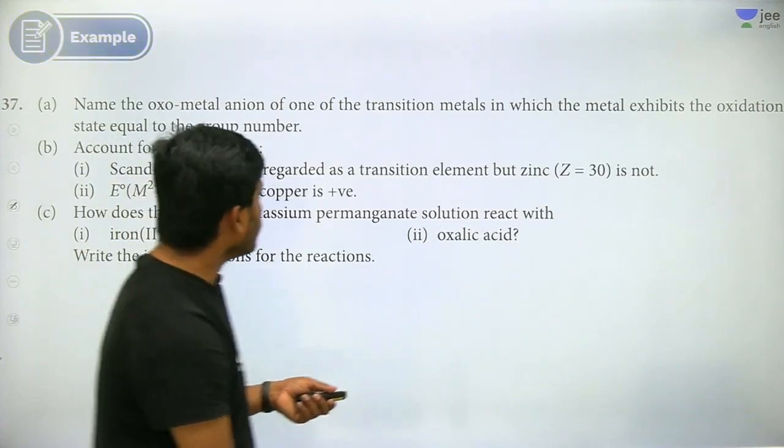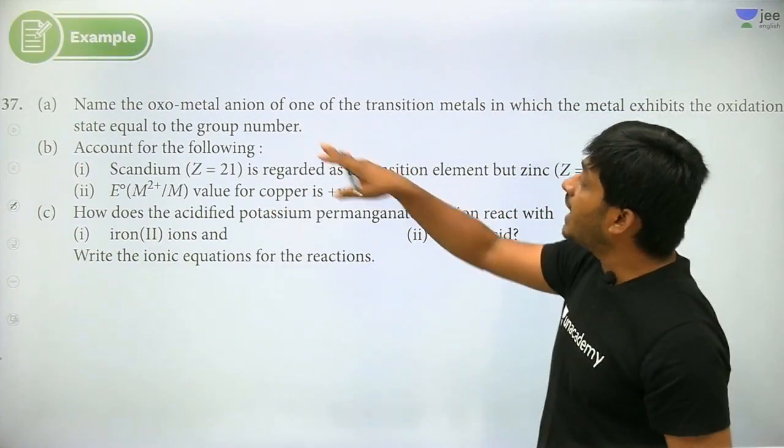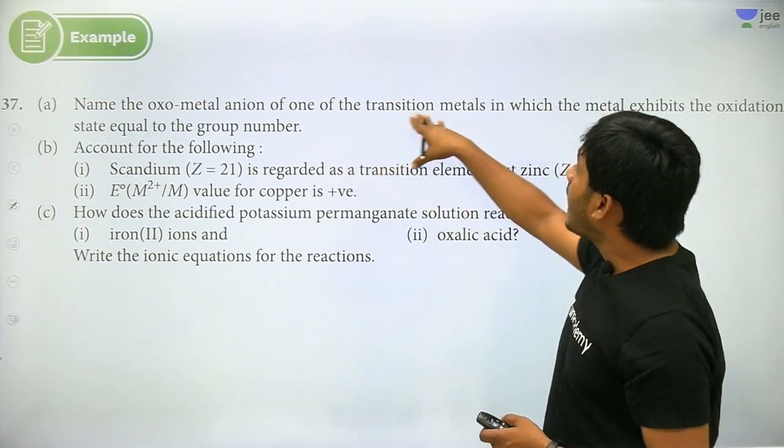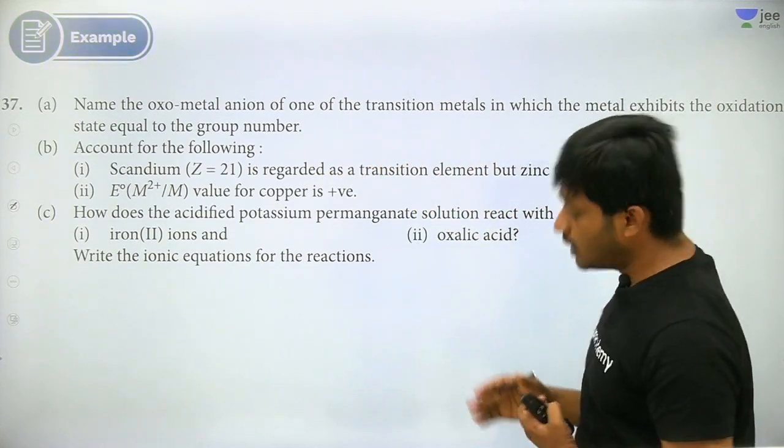Next, the 37th question, the last question here. Name the oxometal anion of one of the transition metals in which the metal exhibits an oxidation state equal to its group number.